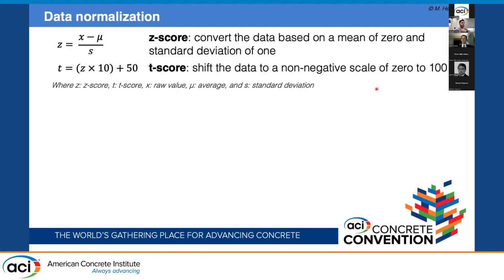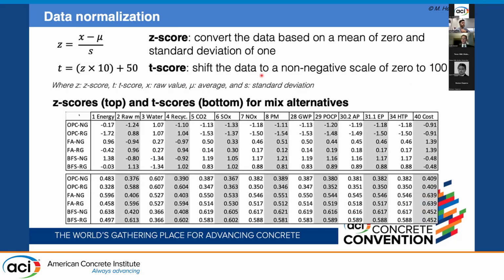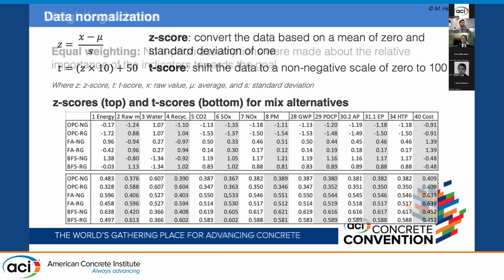And then we use a t-score to shift this to a non-negative scale of 0 to 100. These are the z-scores and the t-scores for these different alternatives. This also compensates for the directionality. So now for these z-scores and t-scores, a higher value, closer to 1, means more sustainable, and closer to 0 means less sustainable.